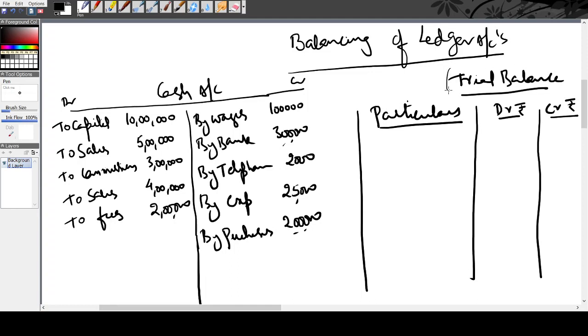So what is a trial balance? Trial balance contains the balances in the ledger accounts. So what we are going to do in this video is learn how to balance a ledger account and then how to show that balance in a paper or in a sheet called the trial balance. I have already prepared some ledger accounts here for the sake of ease.